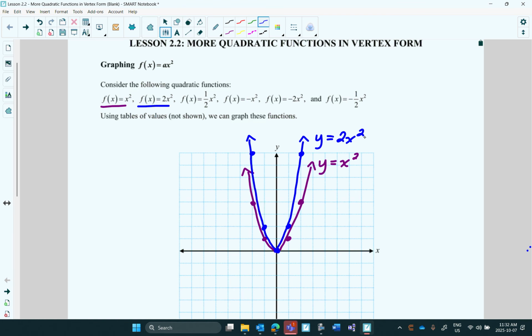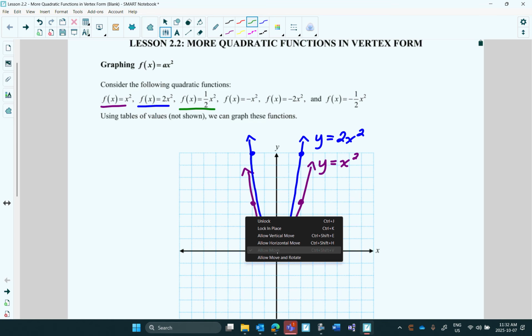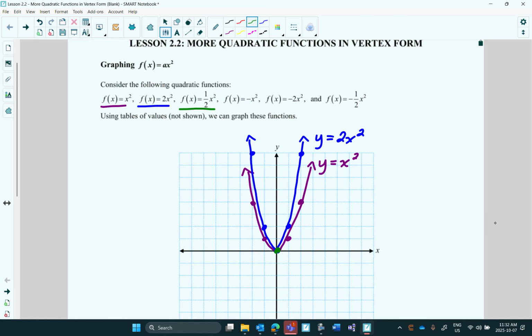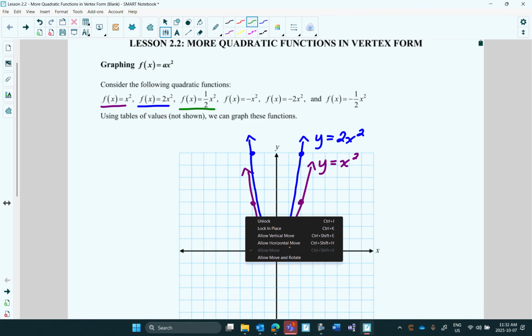What about a half x squared? Well, let's try 0. 0 squared times a half. So it also starts with 0. Let's try 1. 1 squared times a half. 1 times a half is 1/2. So instead of going up 1 with the basic one, I only go up a half.